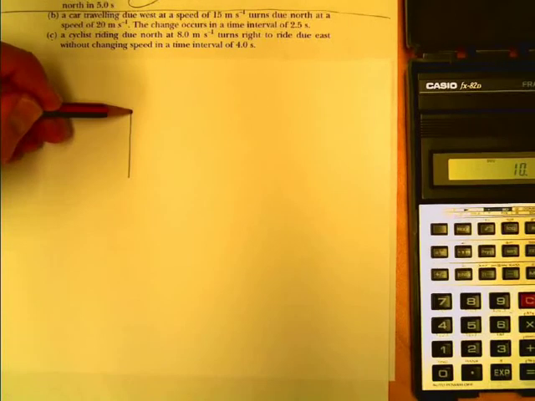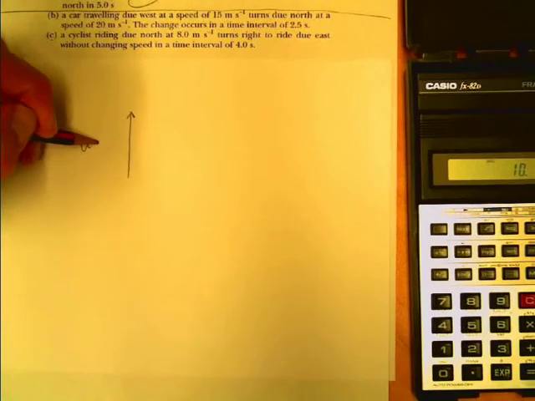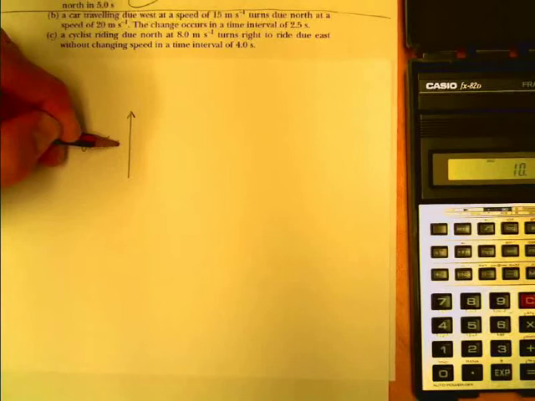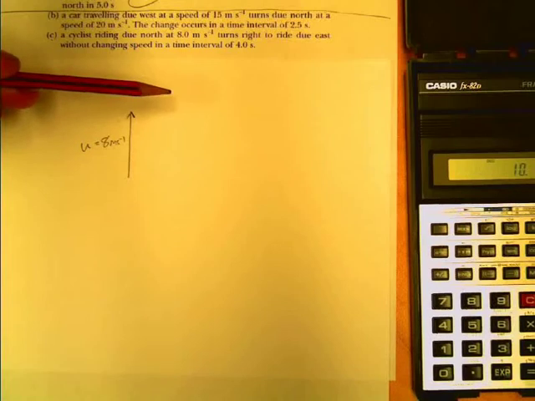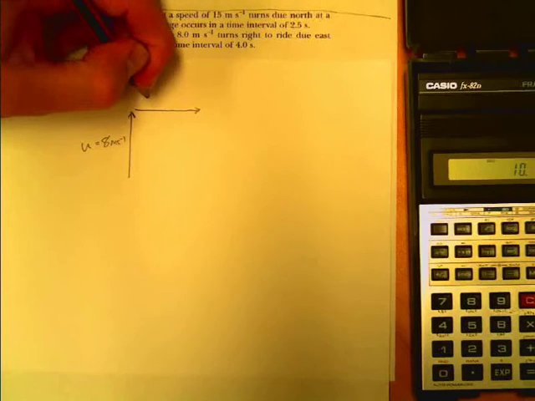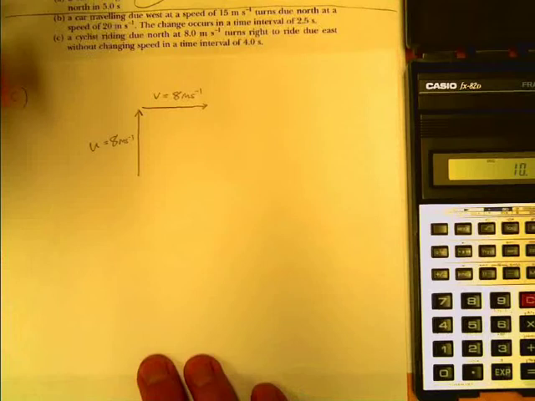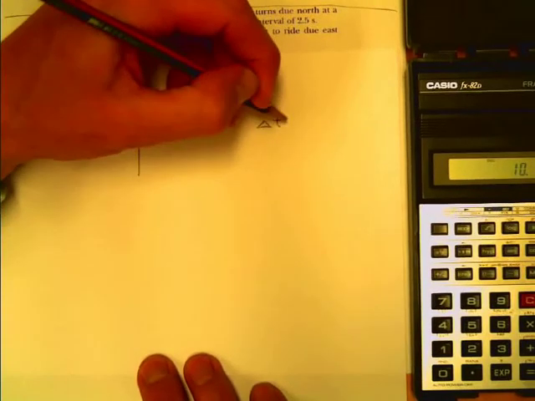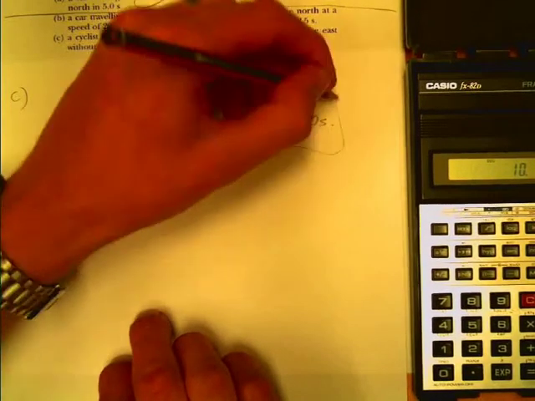Very similar problem. The next one. A cyclist riding due north at, so this is C, cyclist riding due north at 8 metres per second. This is our initial, 8 metres per second. Turns right to ride due east without changing speed. So that would mean that his final velocity is also 8 metres per second because it didn't change, in a time interval of 4 seconds.